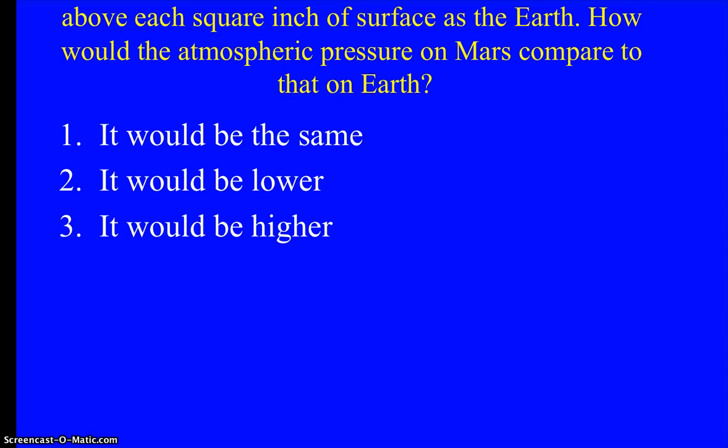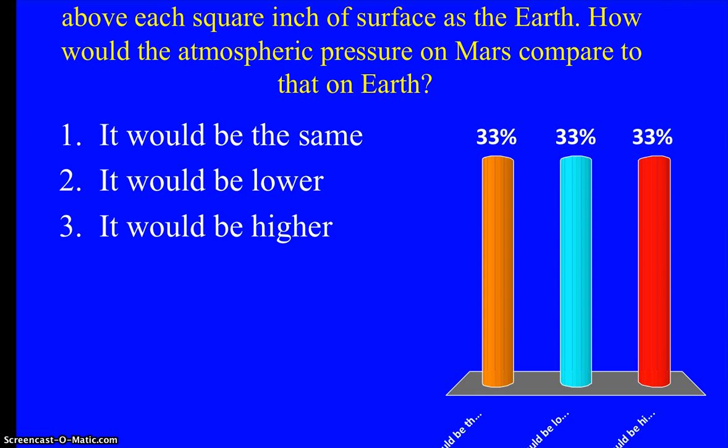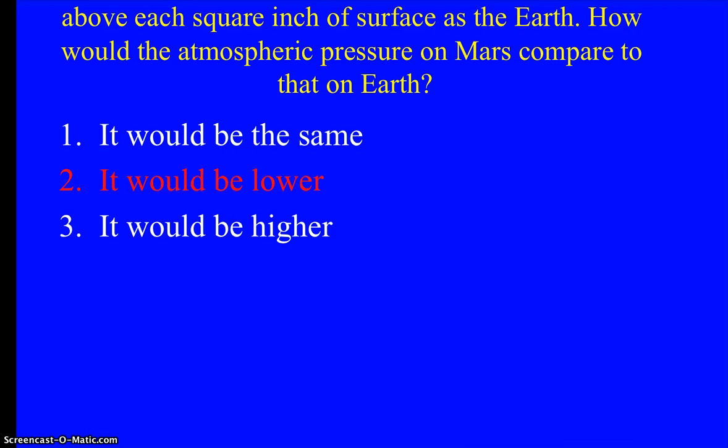If Mars and Earth each had the same amount of air for each square inch of surface, how would the atmospheric pressure on Mars compare to that on Earth? You might want to think about that. You might have thought it would be the same, but it's actually going to be lower, because the pressure is also caused by the weight of the gas, and because of the lower gravitational field of Mars, that's actually going to have a smaller effect.